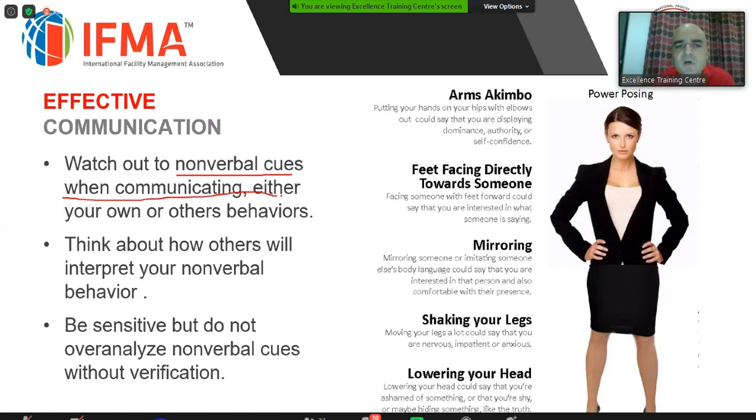So if, let's say, you ask someone, okay, are you happy with the new position? And they say yes, but the way they are saying it, the tone of the voice, their facial expressions show otherwise. Same question, you can ask another person, and they tell you, hell yeah, I love it. So they're saying the same message, but the interpretation is different. So think about how others will interpret your nonverbal behavior. So you have to be very careful on how to do that.